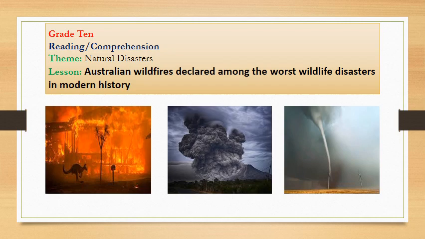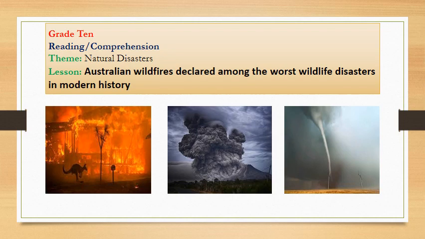Hello, grade 10, and welcome to a new reading comprehension lesson with a new theme, natural disasters. Our lesson is about one of the most devastating natural disasters that has happened in recent years. Australian wildfires declared among the worst wildlife disasters in modern history. Okay, this is the article's title.